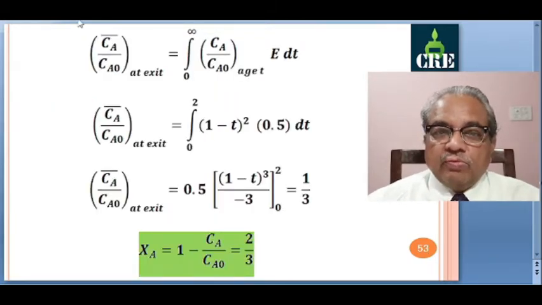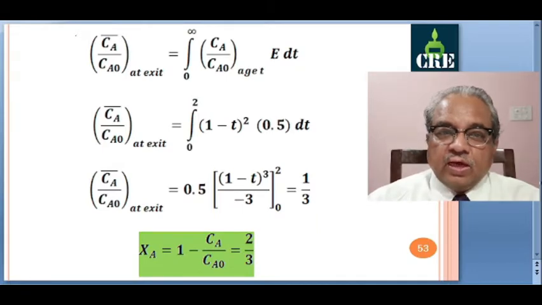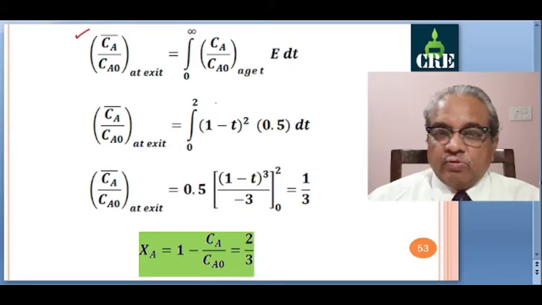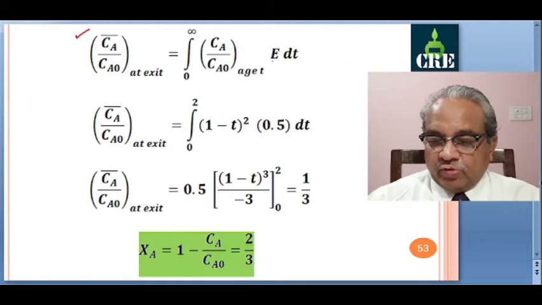So our equation: Ca by Ca0 averaged at the exit is equal to the integral from 0 to infinity of the Ca by Ca0 elements of all ages, between 0 to infinity, multiplied by E dt. So this value we can find out.